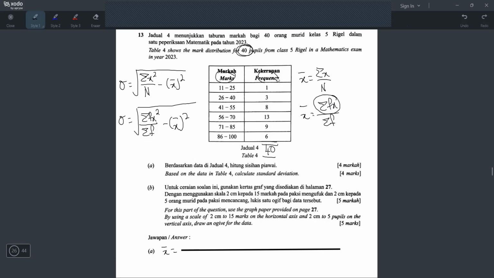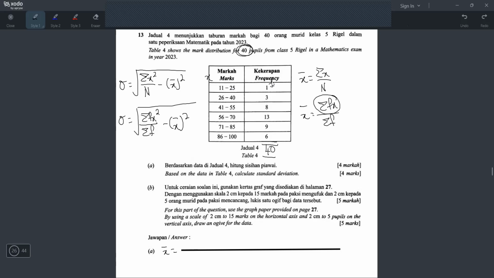Okay, we have marks, we have frequency. Which one do you think is the x? Which one do you think is the f? Of course, f is this one, this is the frequency, right? And x will be the data, which is the marks, right? So this is the x, right? So what we have to do is we have to take these values and then multiply them together.